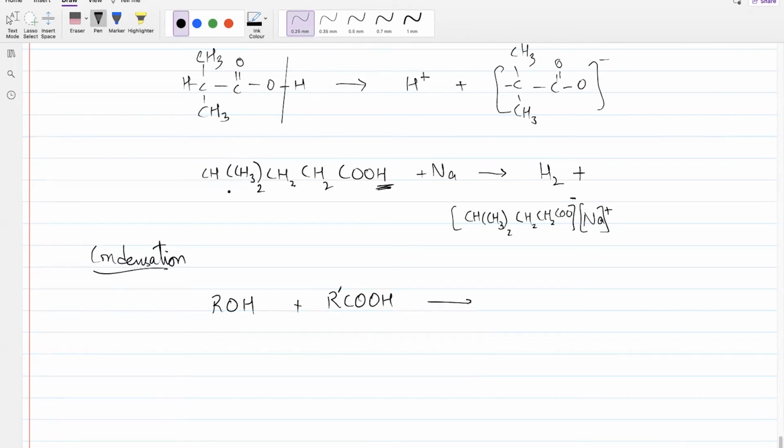Now what will happen? I want to remove water since this is condensation. So let's suppose I remove OH from here and H from here. Okay. What will happen is that water will be produced, but whatever is left, it's going to join together. तो यहां से ये पूरी चीज बची है, ये ऐसे बन गई, और यहां से ये बचा है, ये ऐसे बन गया. And that's how you join them, and that is usually tested in the exam.